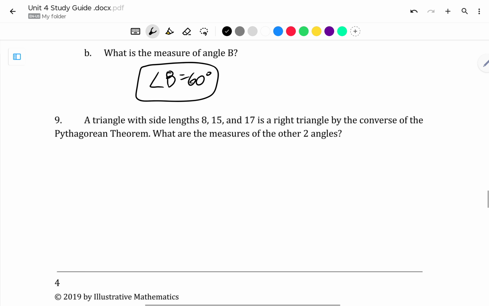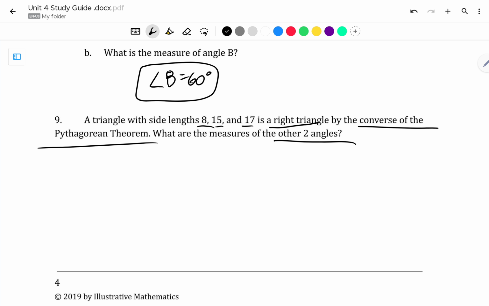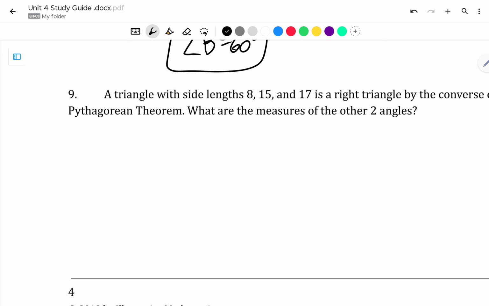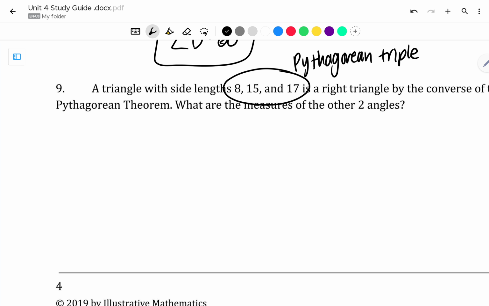But no. A triangle with side lengths 8, 15, and 17 is a right triangle by the converse of the Pythagorean theorem. What are the measures of the other two angles? So what is this saying? The converse of the Pythagorean theorem. The Pythagorean theorem says in a right triangle, we have a squared plus b squared equals c squared. So the converse means if a squared plus b squared equals c squared is true, then we have a right triangle. So this is a Pythagorean triple. That means these three numbers are going to work for a squared plus b squared equals c squared.